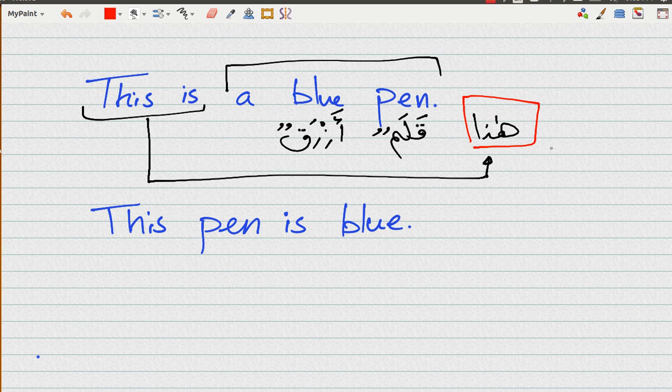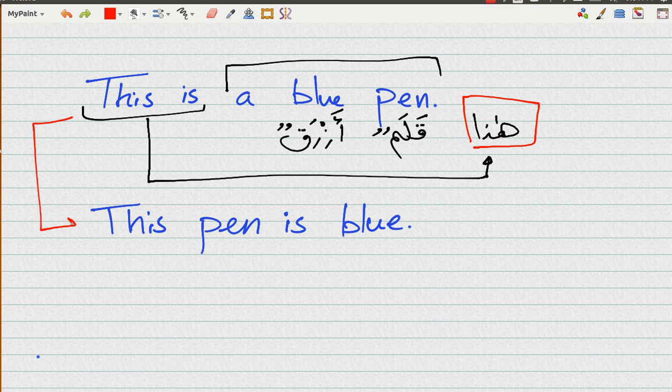So when you see the word هذا written like that without anything, or even هؤلاء like that in a newspaper, you would read it هؤلاء. Nobody has to put علامات التشكيل because there's no other way of writing that. Okay, so this is a small note there. Now we translated this is a blue pen to هذا قلم أزرق.